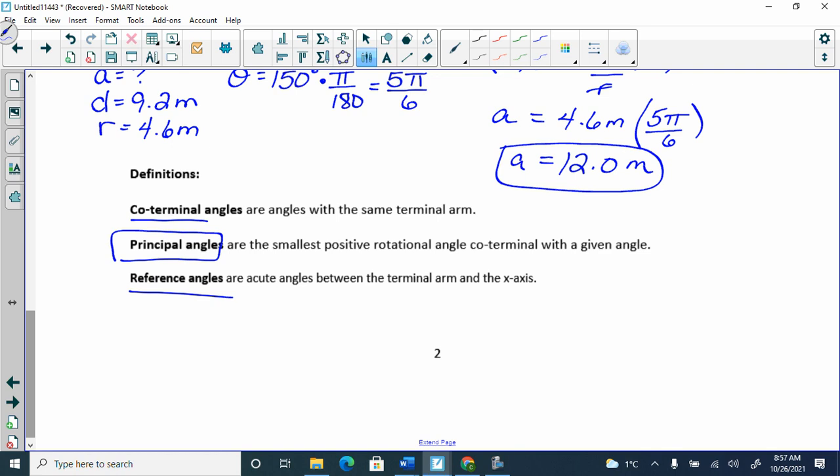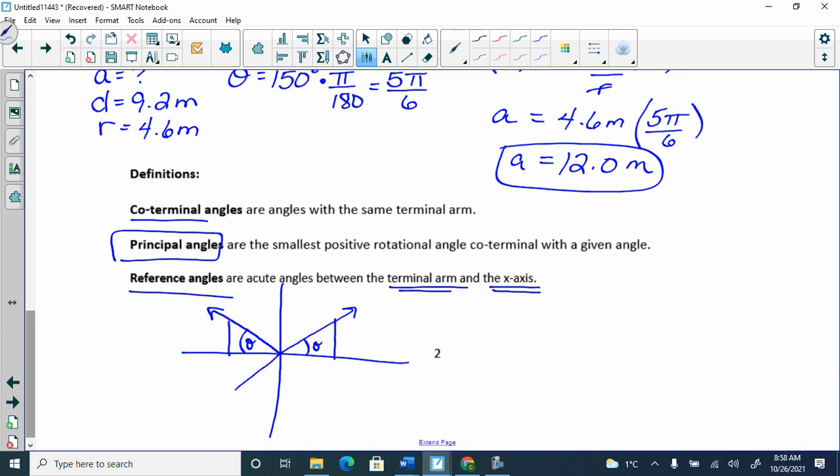Reference angles are the angles between the terminal arm and the x-axis. I always call them the bow tie angles. Why? Because if I have an angle here, this angle would be the reference angle. If I had an angle here, it would be this angle, which would be the reference angle. If I had an angle here, this would be the reference angle.